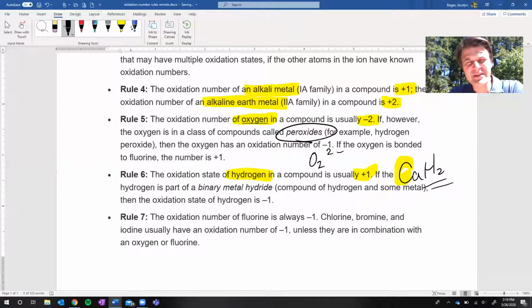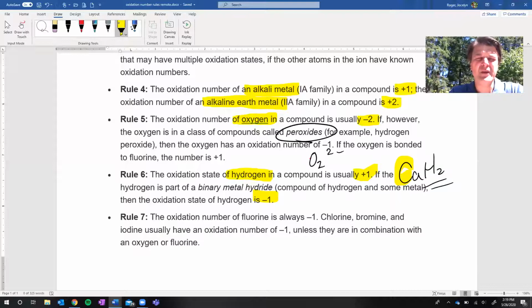So in a case like this, the hydrogen is a 1 minus, which kind of makes sense because it's in the non-metal position, which would have to be a negative charge, right? When the hydrogen is in the metal position, like it usually is, then it would be a 1 plus. So hydrogen, 1 plus, unless it's paired second to a metal.